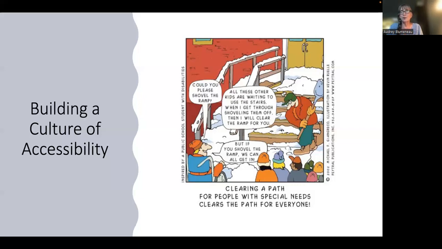And that's the whole point of the idea of making content accessible, is that it's not just for that one person, but it's for everybody. It affects everybody. And it's similar to the curb cuts on the curbs.